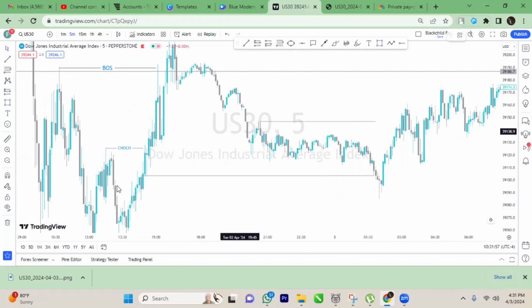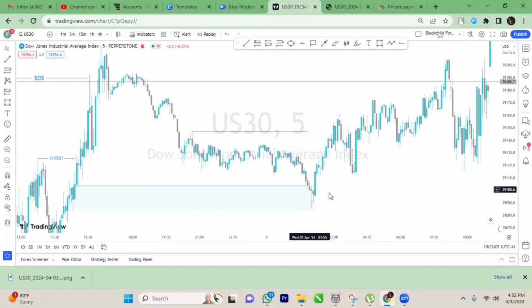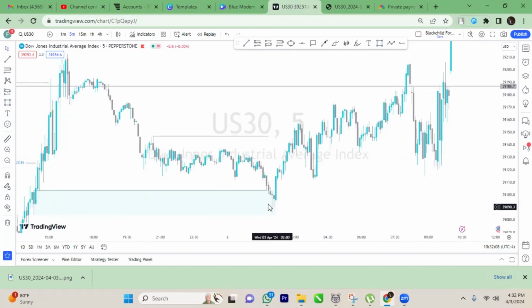Why? There must be some liquidity listing in this area. I mean, some demand listing in this area. That is why price is coming there. But this is a very good indicator for us to say, okay, fine. If price has come here, and then if price has come here, definitely we need to act.